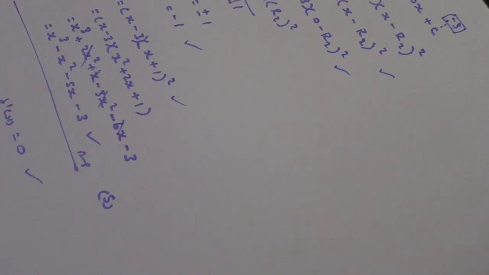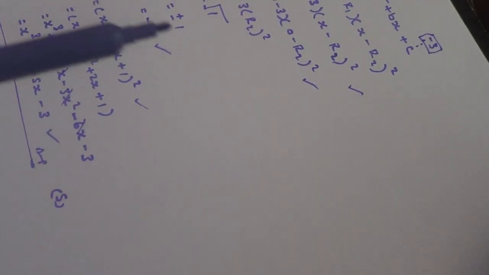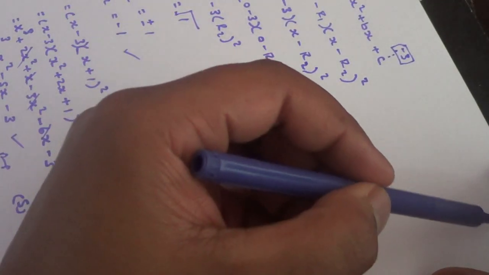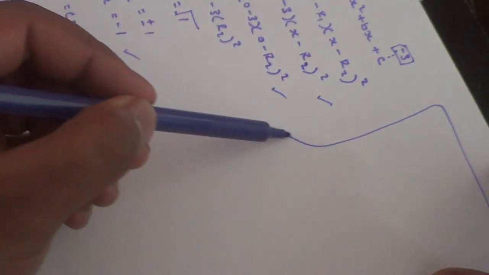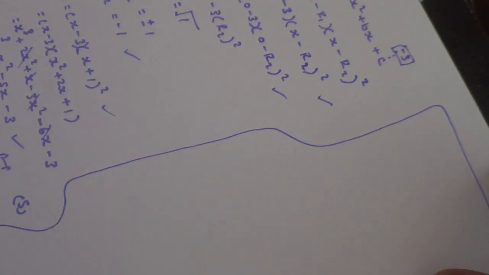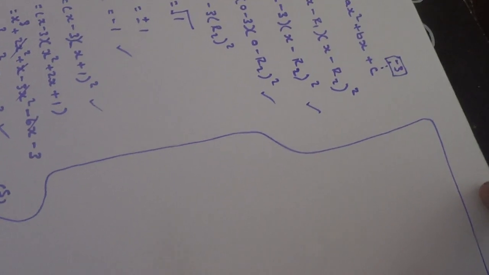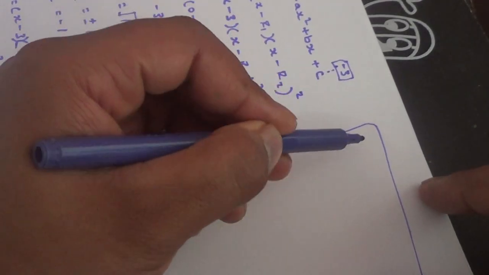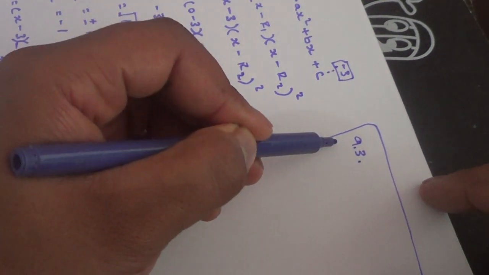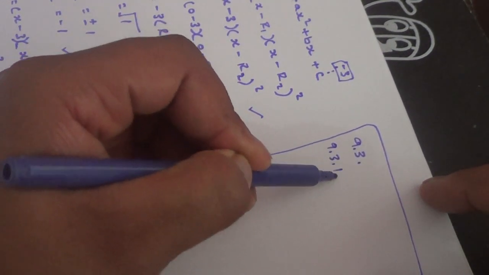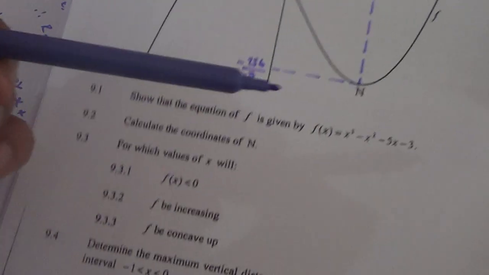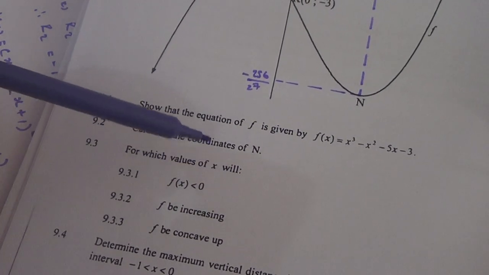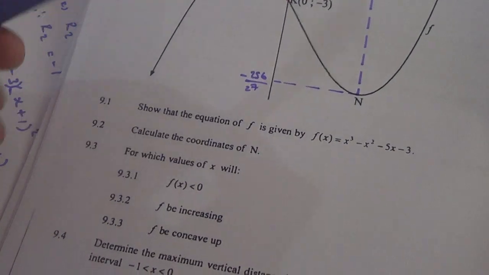Not a big deal. So, do we want to move? Maybe not. Let's just try to answer the rest of these questions here, maybe some of them. So we have 9.3 divided into 9.3.1. So 9.3 says, for which values of x will f be less than 0?